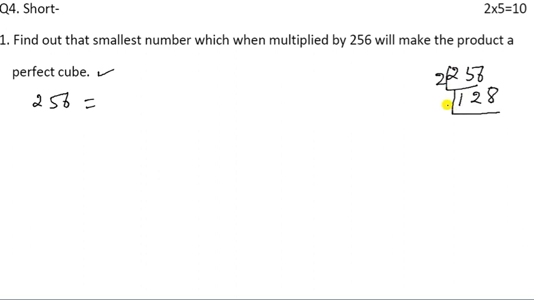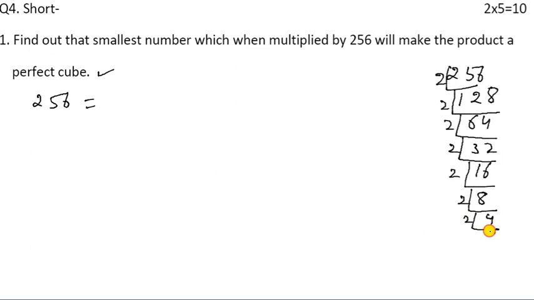So question number 4. That is the short answer, and the 2 into 5, the 5 questions, then it is 10 marks. Now find out the smallest number which when multiplied by 256 will make the product a perfect cube. So let us start with the prime factorization.